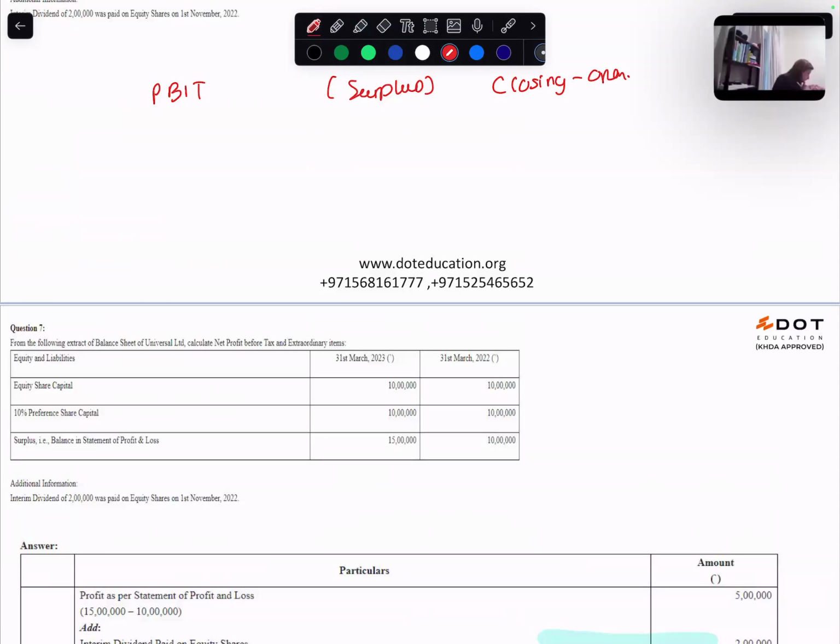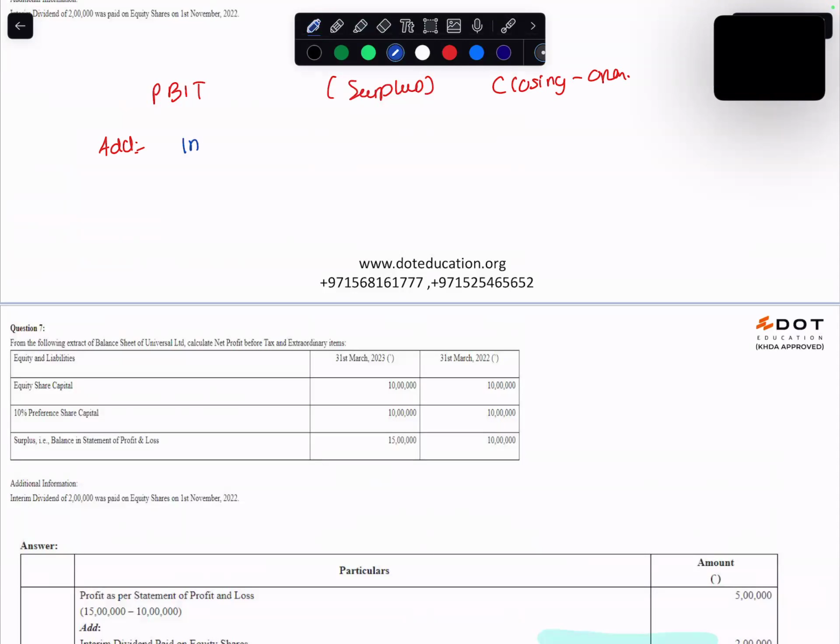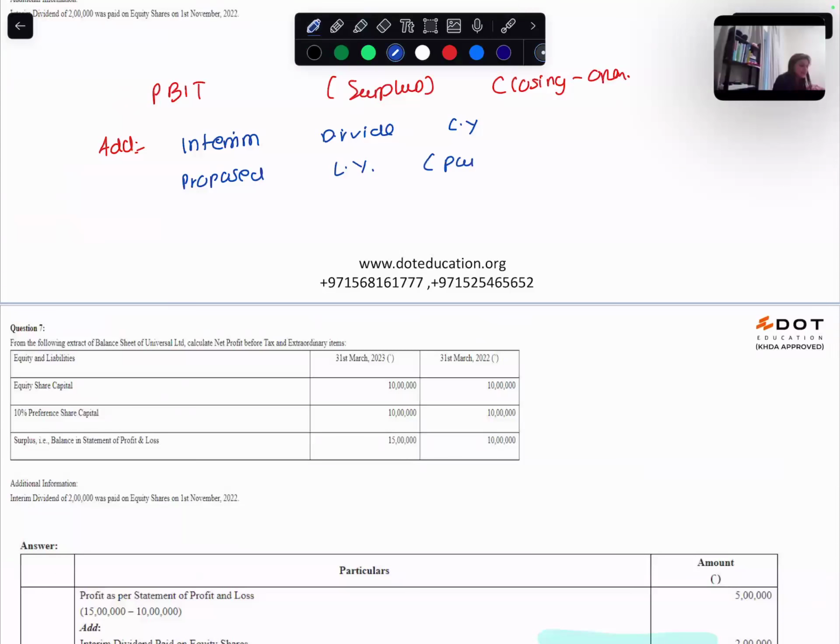Then what will you add? You will add interim dividend paid on equity and preference shares of the current year. Interim dividend of current year. Proposed dividend of last year. Why last year? Because it is paid during the year. Then what will you add?